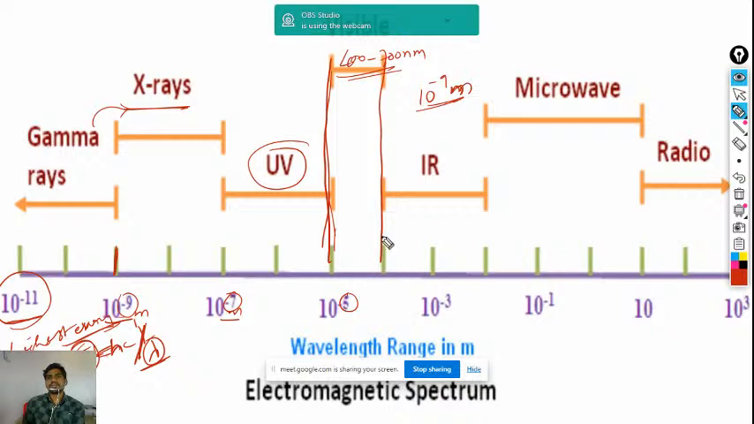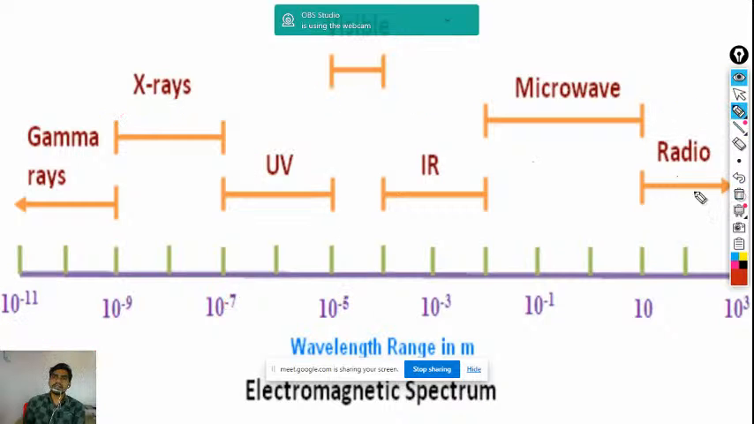Then it is 10 to the power of minus 4 to 10 to the power of minus 5 meters, that is visible light, then IR, then microwave, then radio waves. If I write in the energy order, the highest energy will be gamma rays, then X-rays, then UV rays, then visible rays, then IR, then microwave, then radio.